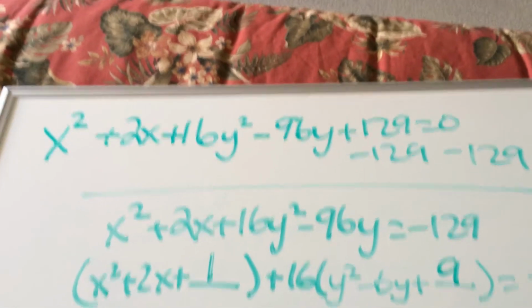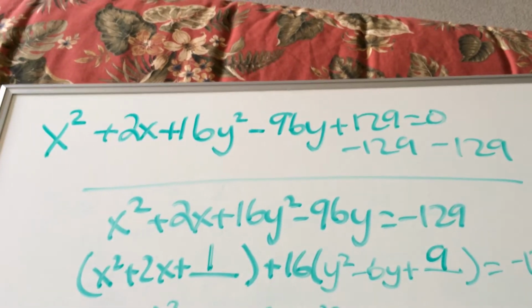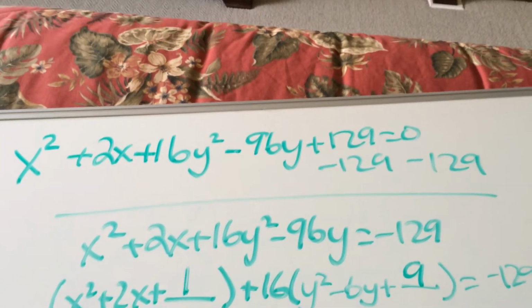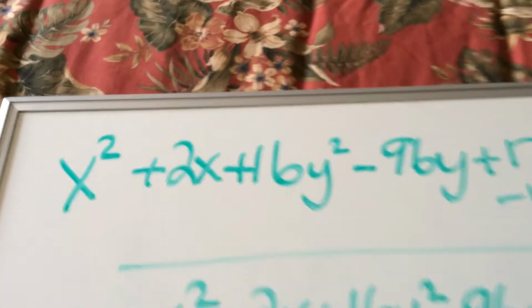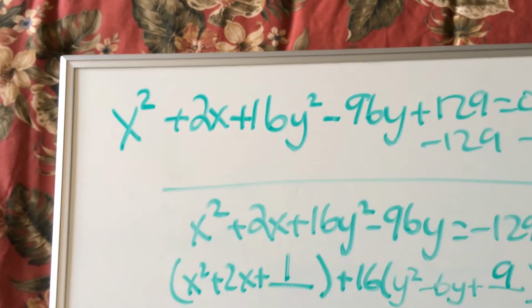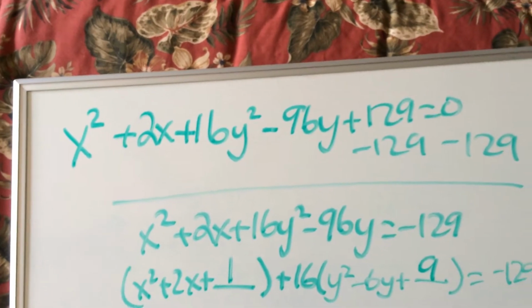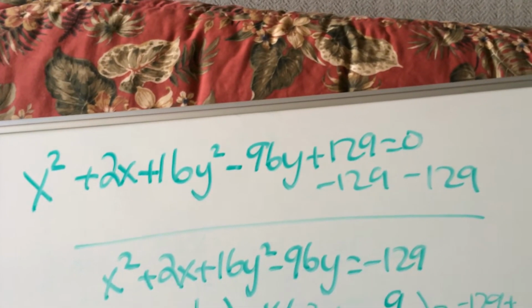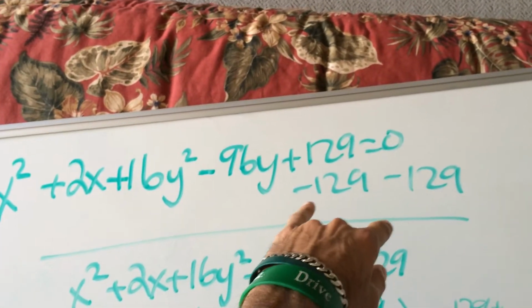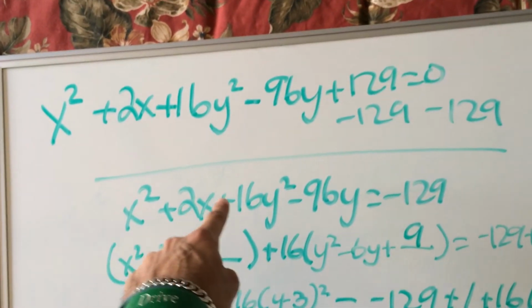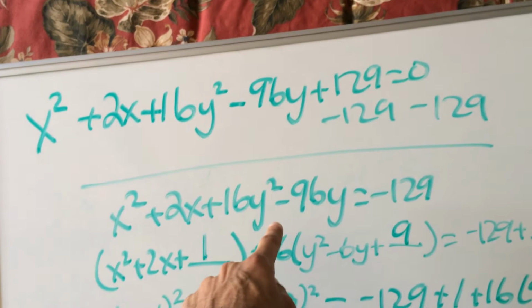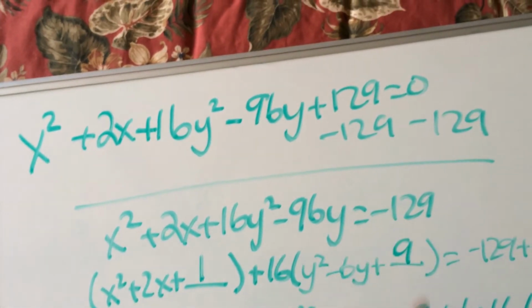Wanted to put a video up. This is problem number 3 on the completing the square portion of the homework that is due tomorrow. The problem is x squared plus 2x plus 16y squared minus 96y plus 129 equals 0. Step 1 is to subtract 129 on both sides. So I get x squared plus 2x plus 16y squared minus 96y equals negative 129.